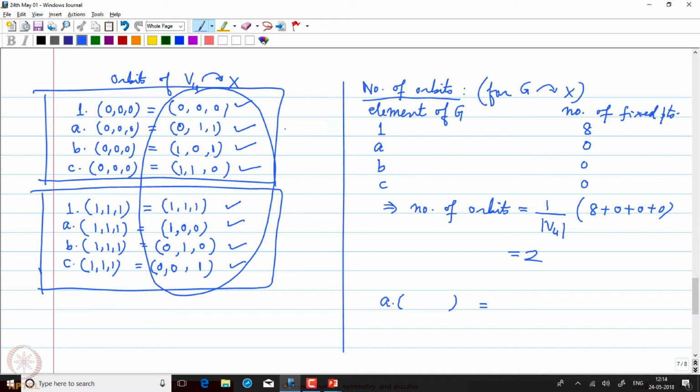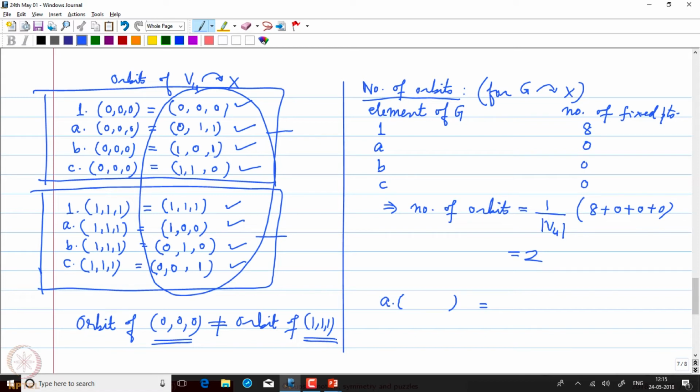So there are 2 orbits, these 4 elements are in one orbit, these 4 elements are in one orbit, and therefore the orbit of 0 0 0 is not the same as the orbit of 1 1 1. Therefore, by means of this action, by the rules of this game, we cannot change the position where all 3 cups are inverted to the position where all 3 cups are upright. So that's a very interesting application of group actions.